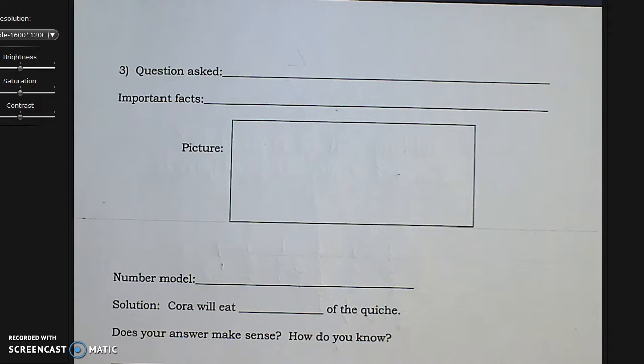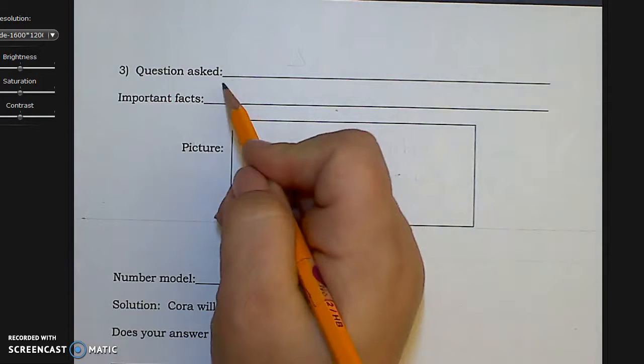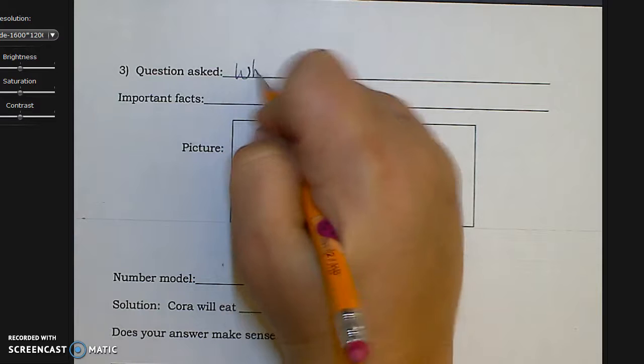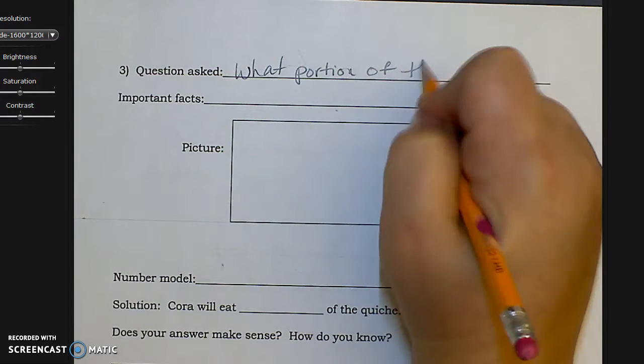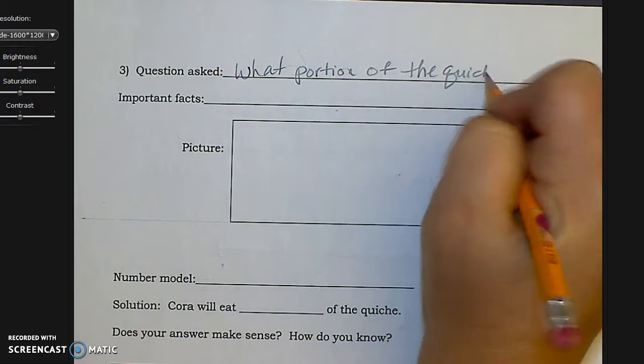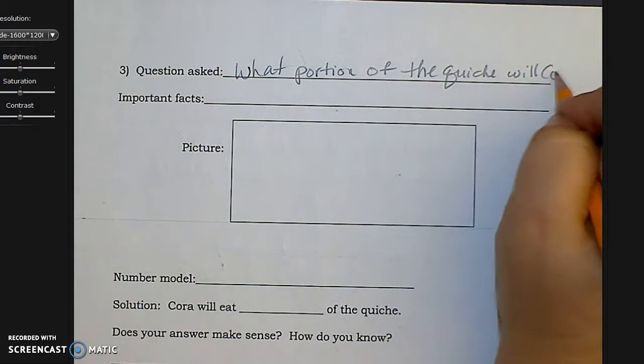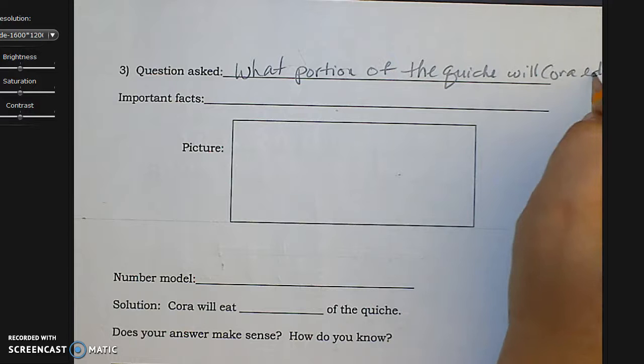So the question is, or the problem is, that there is 1/6 of a quiche in Cora's refrigerator. Cora agrees to share it with her brother. What portion of the original quiche will Cora eat? So let's write the question first. What portion of the quiche will Cora eat?